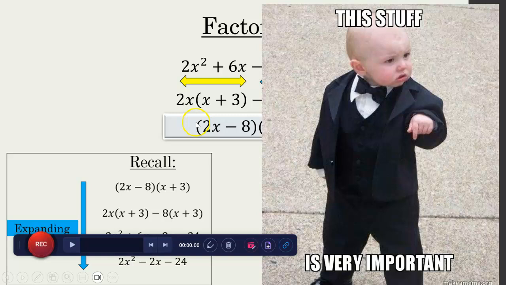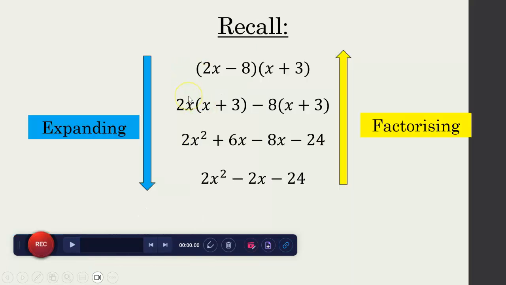Now they're factorized. So this is really important to remember. How did I get from here to here? And how did I get from there to there? So expanding is I'm given the brackets and I multiply everything out and I work my way down to here. Factorizing is I'm starting here, or in this case we actually started here. In another lesson we'll see what happens if we start down here. And I'm working backwards. I'm going back to my original brackets.